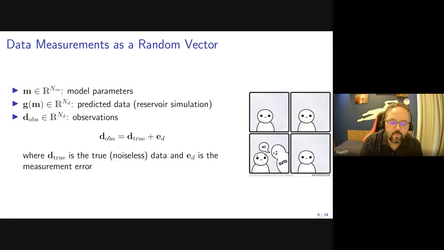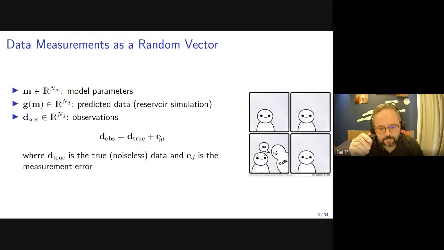And the first assumption I'm going to make is that d_obs, which are my observations, I can divide in two parts. The first part would be the actual information, the true data, which I don't know, of course, and the second part is the noise. So it's like an additive assumption of noise. And I'm going to treat e, my noise vector, as a random variable.